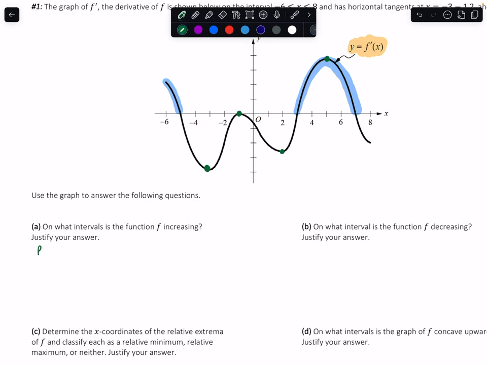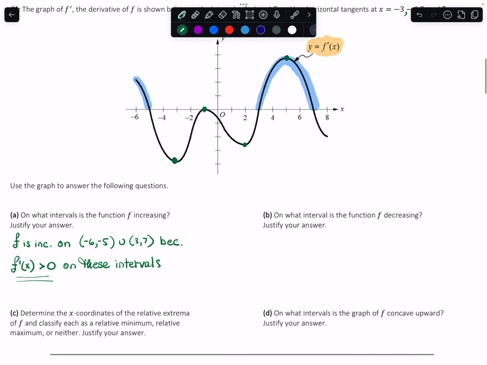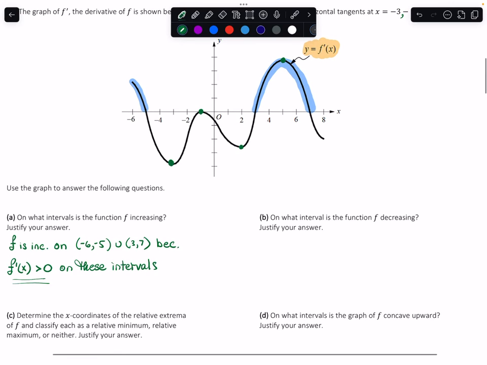So I would say that f is increasing on, so we give the intervals. The first blue piece is -6 to -5. We got a union, and then from -3 to +7. I have to give a reason. It's the same reason I've been giving for the last 2 weeks. It's because f prime of x, the derivative of f, is positive or is greater than 0 on these intervals. There's nothing else we need to write. I am not changing my reasoning. My reasoning has stayed the same. The only thing that's happening is how I am determining those intervals is happening graphically.